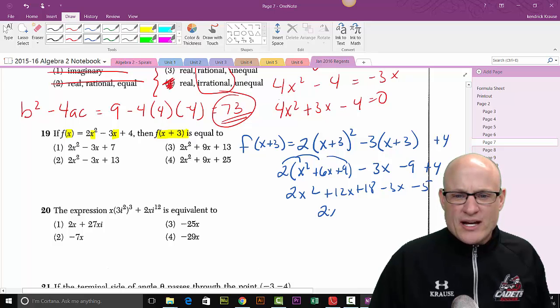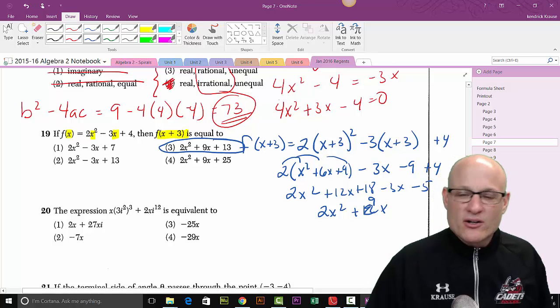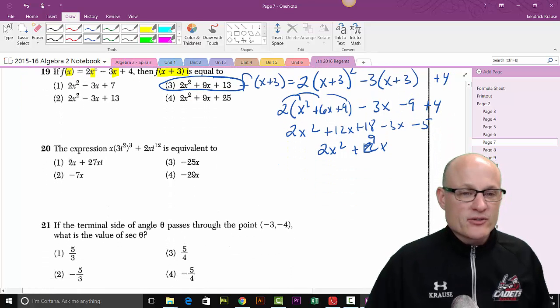So this gives me 2x squared, no, not plus 12x, plus 9x. And then 18 minus 5 is 13. Choice 3, kids. There it is. That's good enough. All right, so this one.